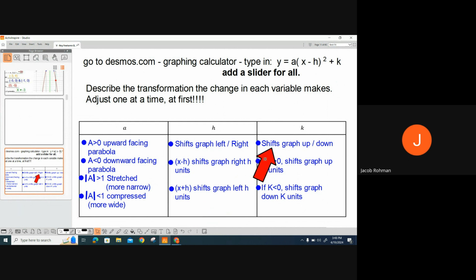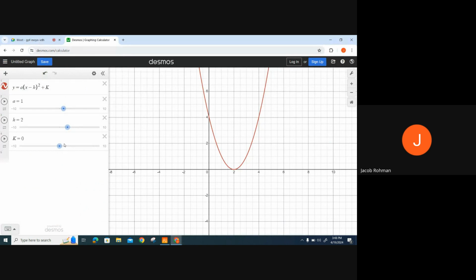And then the last one is K. K is shifting it up or down. When K is greater than 0, it shifts the graph up K units. And if K is less than 0, that shifts the graph down K units. So going back to the graph here, let's put this back at 0. As K is greater than 0, shifting up. When K is less than 0, that's shifting down.